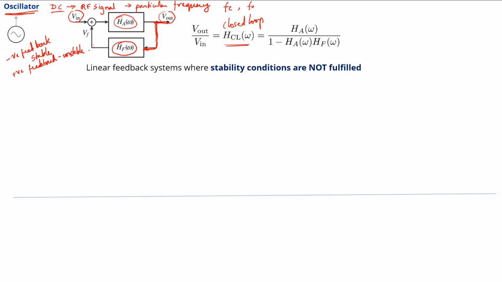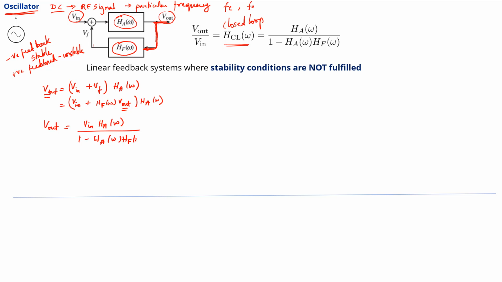What is interesting here is we can easily write the system response as V out equals V in plus VF, the whole thing multiplied by HA of omega. And VF, being what is fed back to the input, is in fact a part of the output. So it is HF of omega times V out, times HA of omega. If we make V out the subject, we see that V out is V in times HA of omega over 1 minus HA of omega times HF of omega.